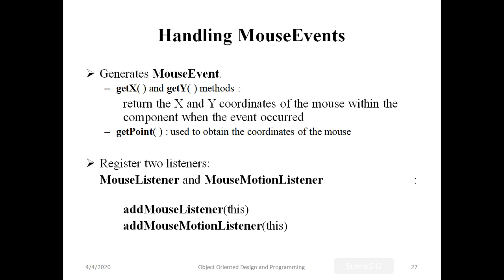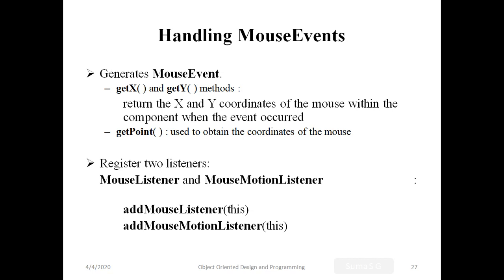Now there are two methods, getX and getY. The getX method returns the X coordinate of the point where the mouse was clicked, and getY returns the Y coordinate at the point where the mouse was clicked. The getPoint method can be used to get the coordinates of the mouse. So these are the methods associated with mouse event. All the operations related to the mouse generate a mouse event. The getX and getY methods return the X and Y coordinates, or you can use the getPoint method, which is used for obtaining the coordinates of the mouse.